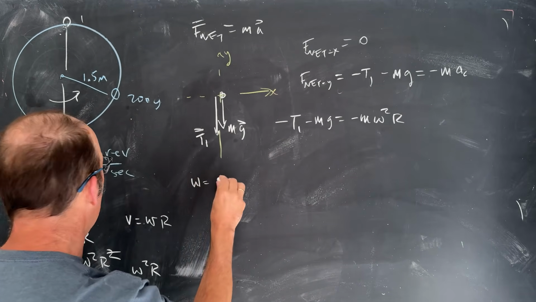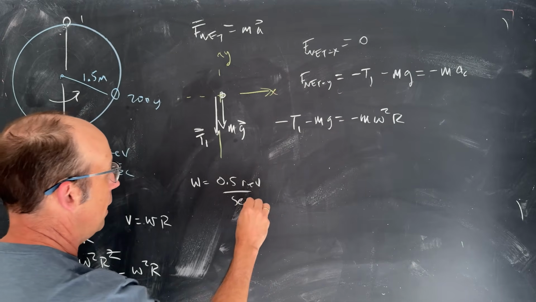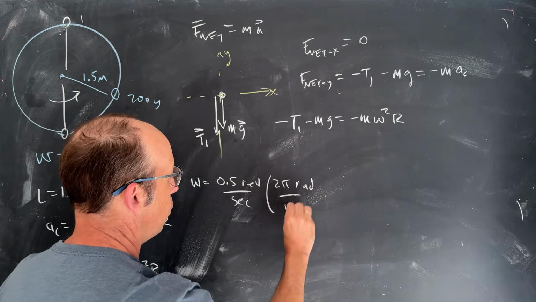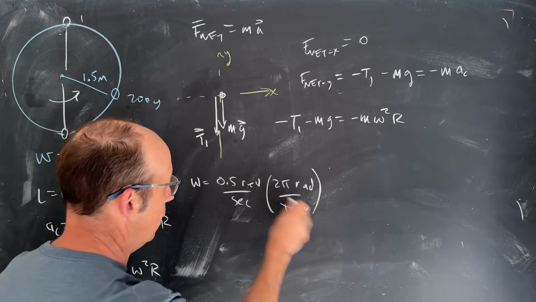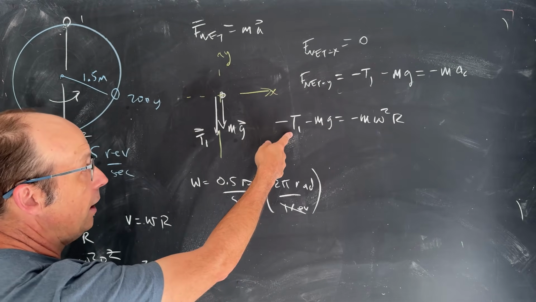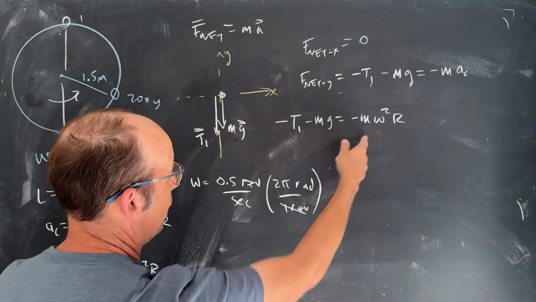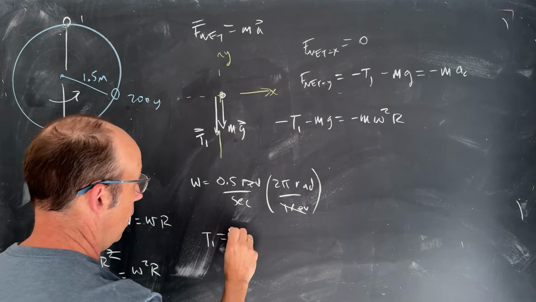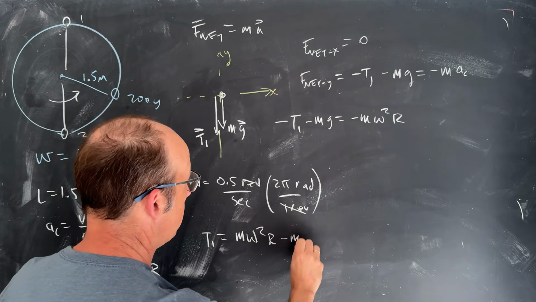Let's just say omega is 0.5 revolutions per second. And then I want to convert that to radians, so 2 pi radians is 1 revolution. I'm multiplying by the quantity 1 because it's a fraction, and the revolutions cancel. So if I put this all together, I can solve for T. I'm going to add that to both sides, and I get T1 is going to be equal to m omega squared r minus mg.